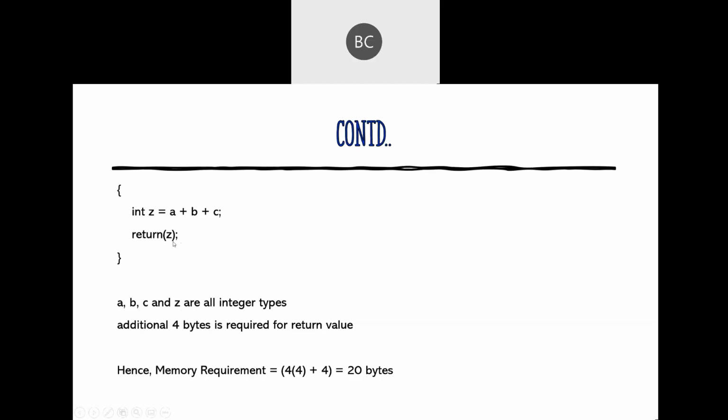Now, why is it 4 bytes? Because it is returning Z, which is another integer type. Right? Z is an integer, so it is returned here. So an extra 4 bytes will come from here. So the total memory requirement will be 4 into 4 plus 4 equal to 20 bytes.